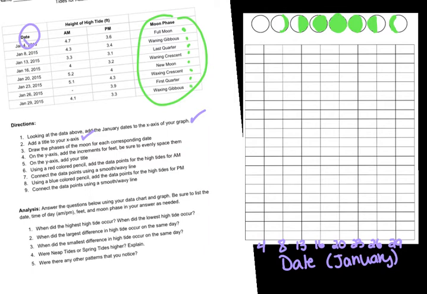Step 3, complete. On step 4, on the x-axis, we're going to add the increments for feet. Be sure to evenly space them. Before we can do this, we need to find the maximum and minimum. If these are our axes, we need to find the maximum.